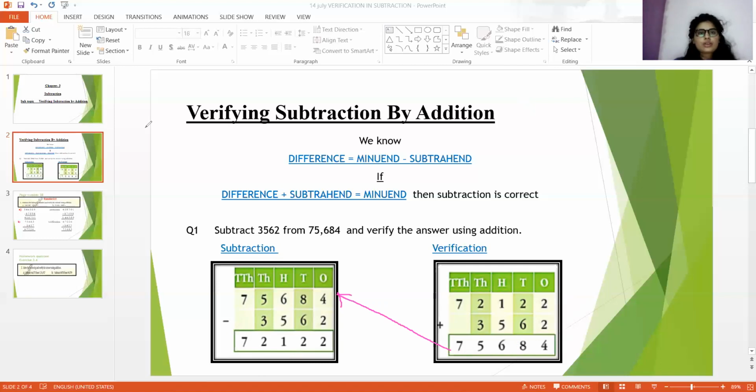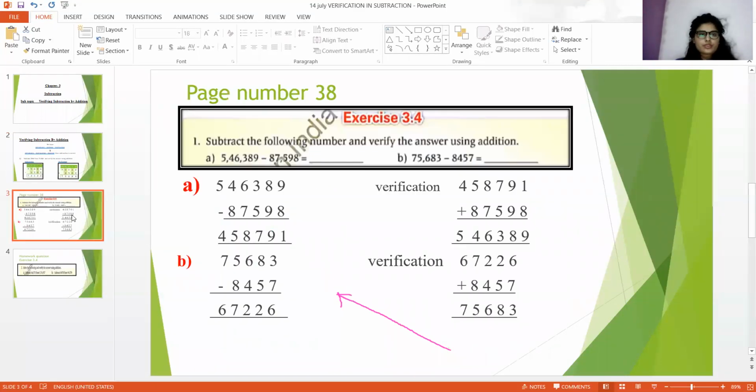72,122. Okay. Now let's do the next question. So the next question is this. Now we need to subtract 5,46,389 minus 87,598. Okay, so let's do it.